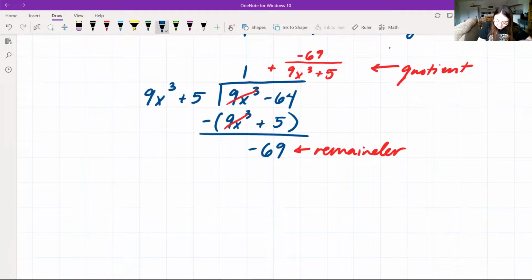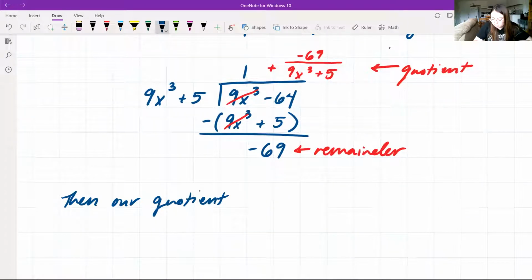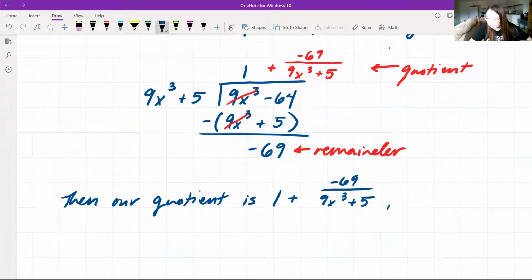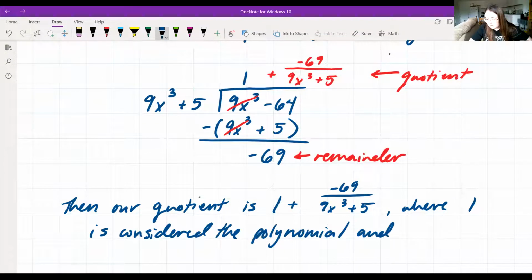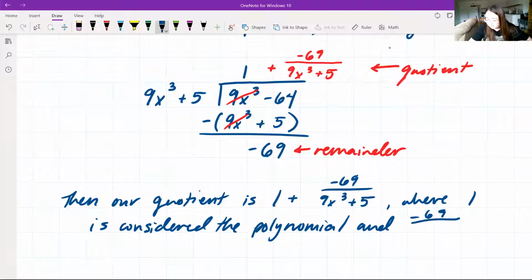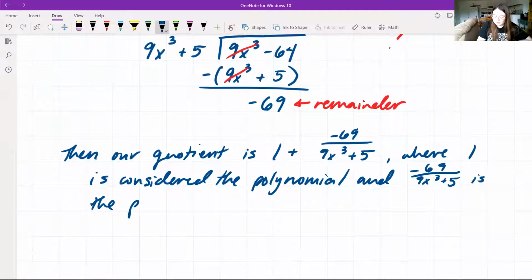So then we can say our quotient is 1 plus negative 69 divided by 9x cubed plus 5, where 1 is considered the polynomial, and negative 69 divided by 9x cubed plus 5 is the proper rational expression.